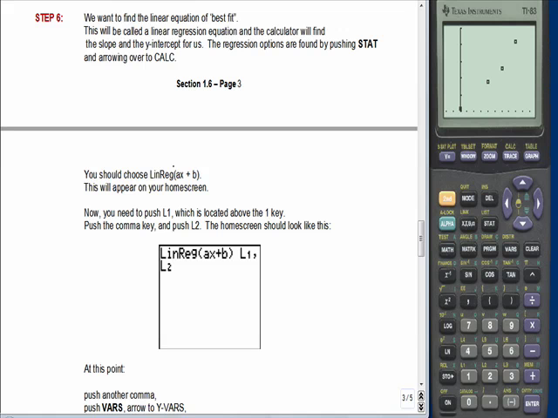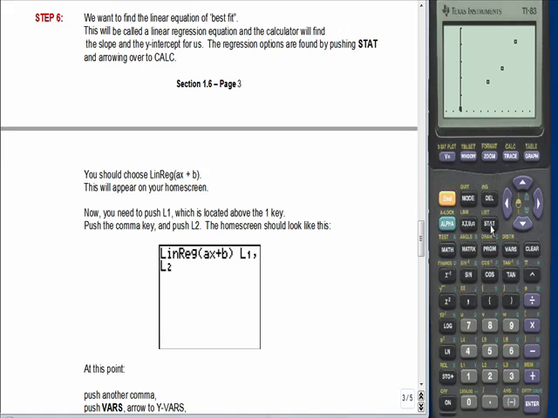Now what we want to do is find the linear equation of best fit. This will be called a linear regression equation, and the calculator will find the slope and the y-intercept for us. The regression options are found by pushing the Stat key and arrowing over to Calc. So let me do that.